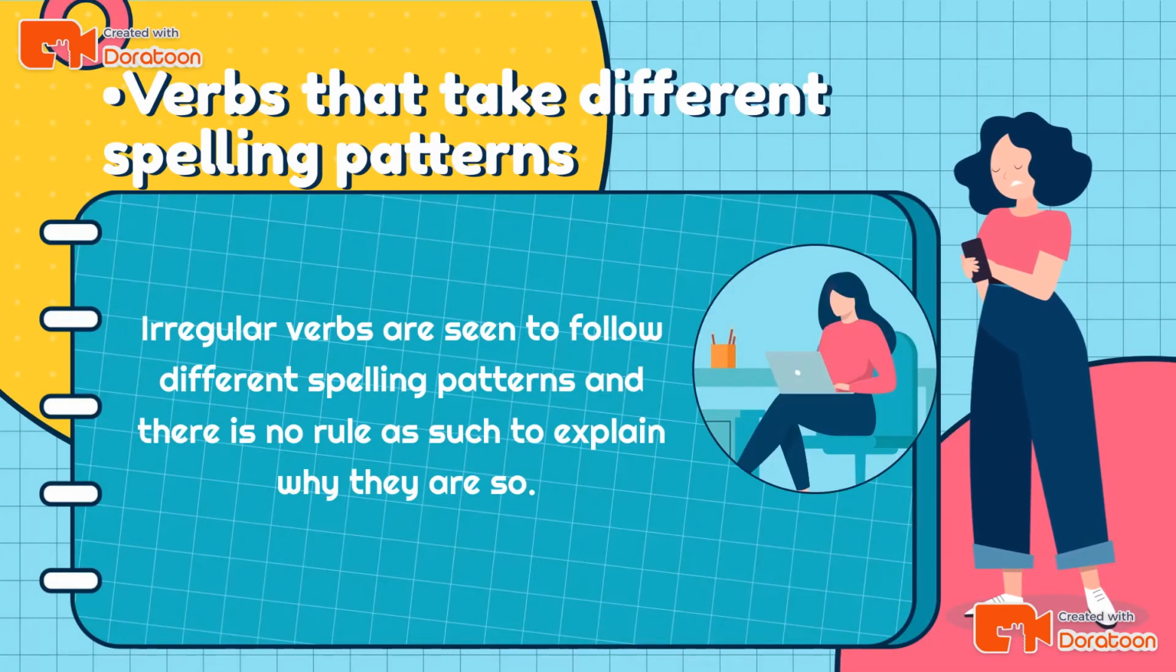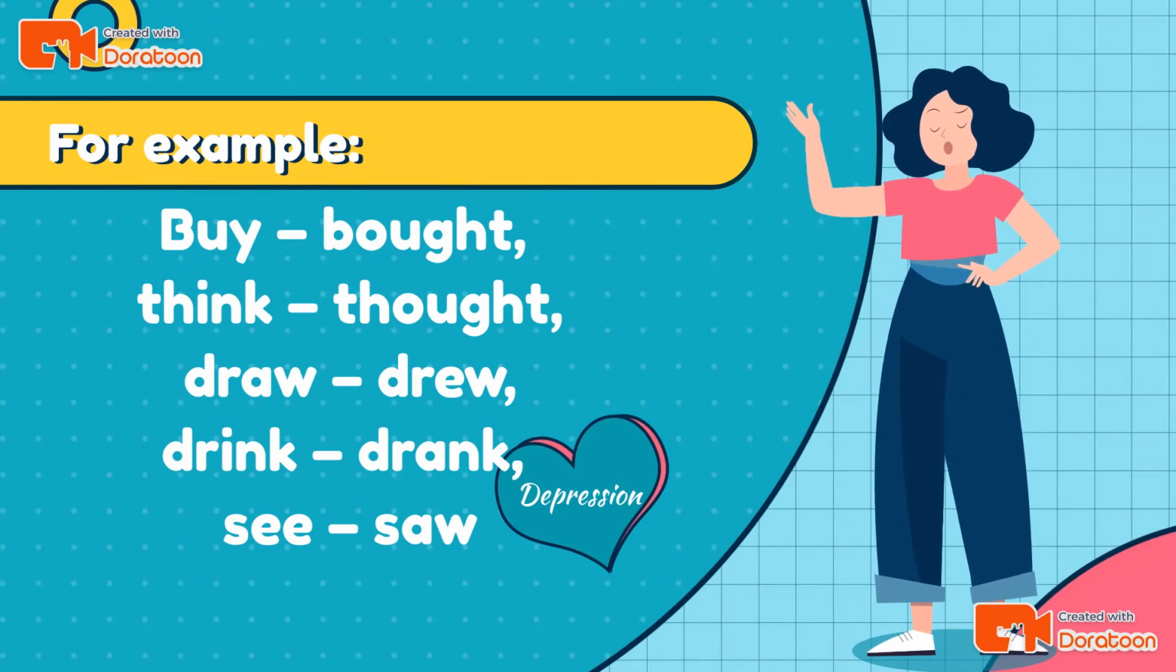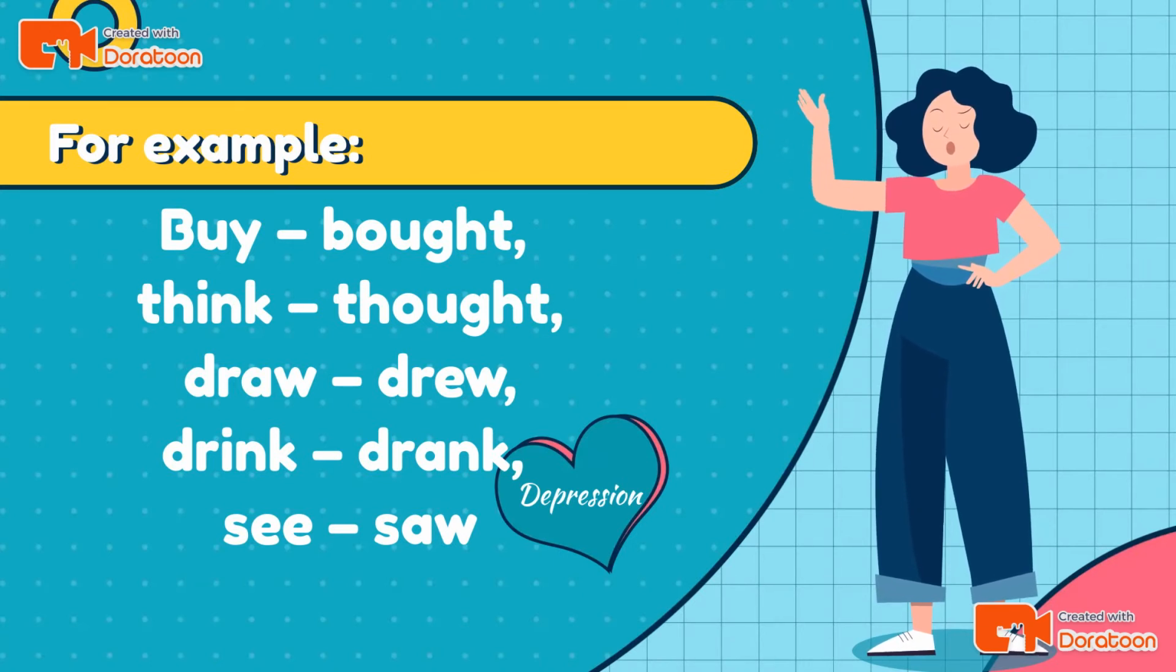Third, verbs that take different spelling patterns. Irregular verbs are seen to follow different spelling patterns, and there is no rule to explain why they are so. For example, buy, bought, think, thought, draw, drew, drink, drank, see, saw.